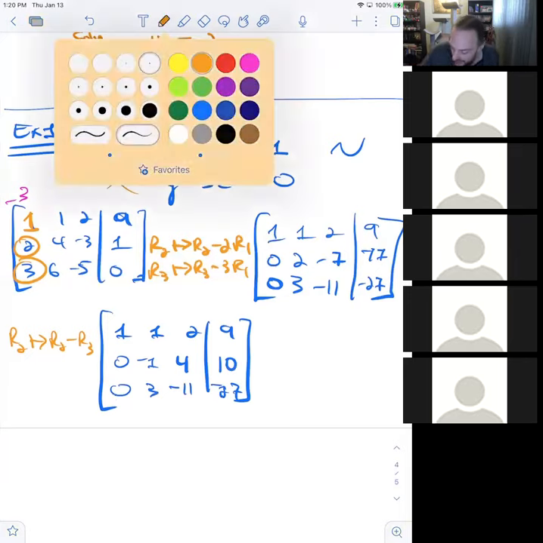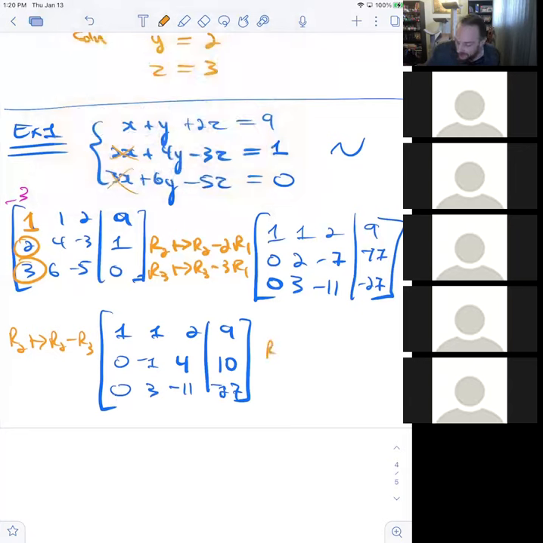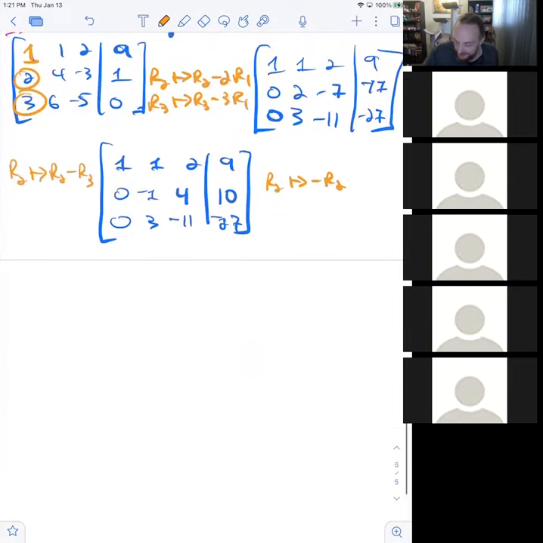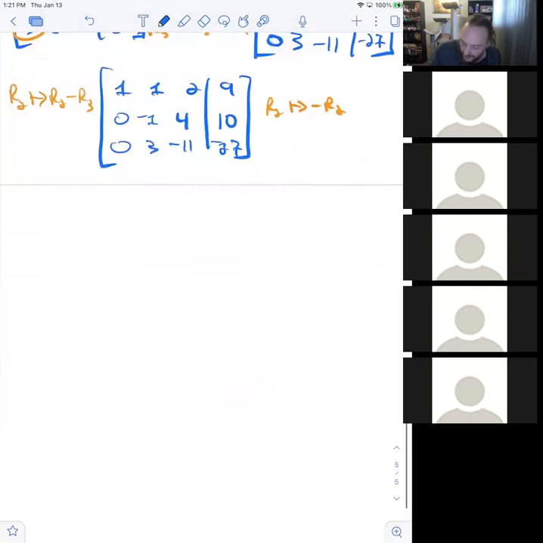Now what I want to do is, first of all, I'm going to do row 2 goes to negative row 2. I'll do it one at a time, we'll go slow. So now we're going to multiply by -1. When I do that, I get 1, 1, 2, 9, 0, 1, -4, -10, 0, 3, -11, -27.